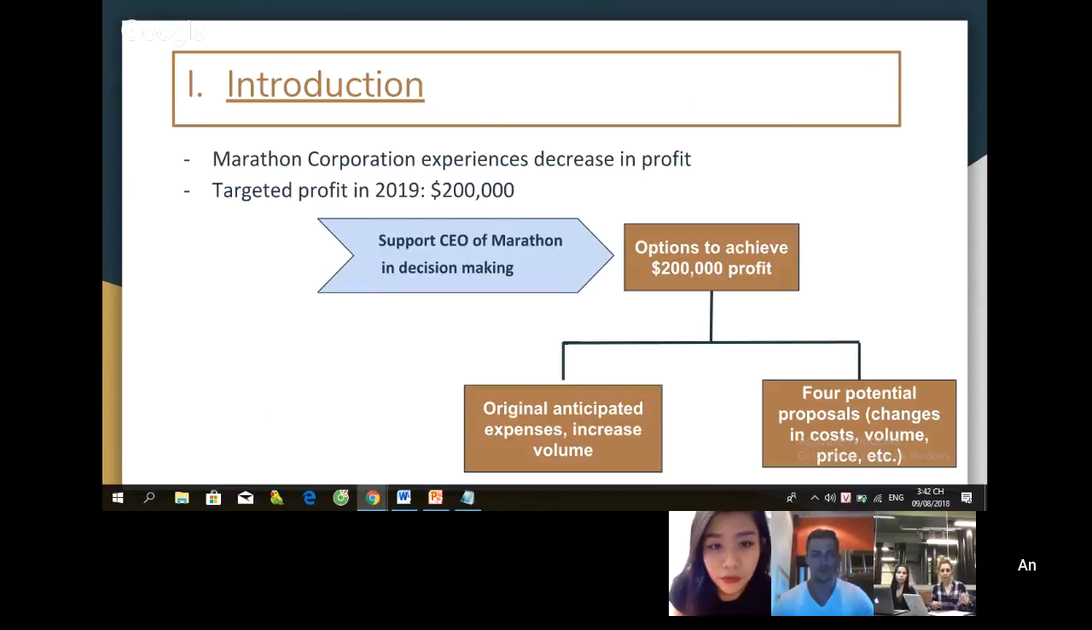Next, Marathon has experienced a downtrend in profit, and in 2019 the company wants to achieve a $200,000 profit target. There are two main options for them. The first one is to keep the original budget plan but increase the volume. The second is four options for changing factors of the production plan. Next, please.